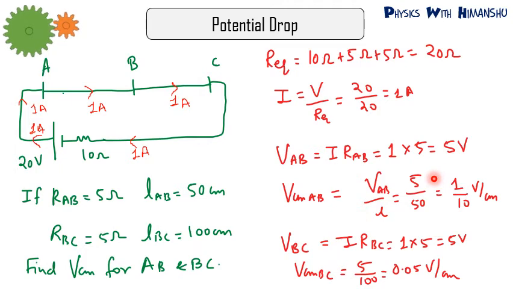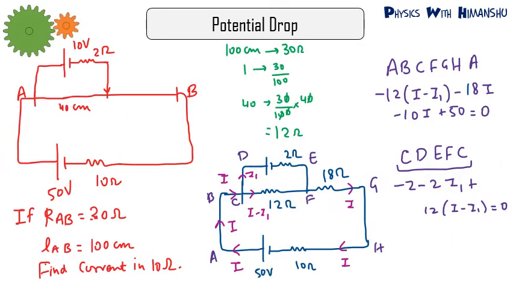We'll solve one more numerical. It will be a tricky one. Okay, so in this type of questions, if you'll see, we have a 50 volt battery, a 10 ohm resistor, and a 10 volt battery up there, a 2 ohm resistor with 10 volt battery, and this connection is made 40 centimeter from A. So we have to find out current in this 10 ohm resistor.